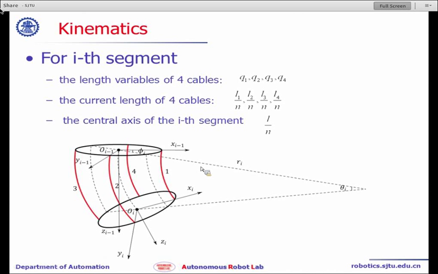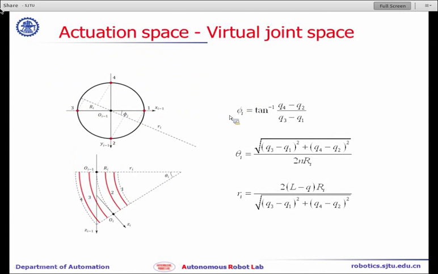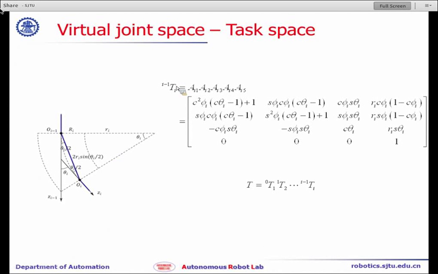Then by some mathematical derivation, we can find a relationship between the length of the cable and the virtual variables we define. And finally, we can transform to the end-effector position by this equation. The detailed derivation you can find in my IROS paper. So I will skip to this part.